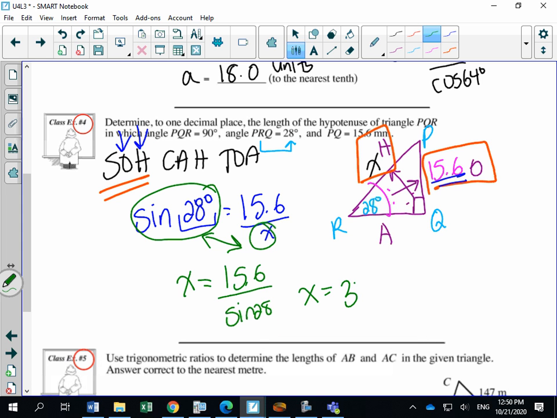Now, there's one other thing I'm going to change out. I'm going to actually delete this x. What do you think they want me to call this? So they called this side PQ. What do you think I'm going to call this side? PR. Yes.